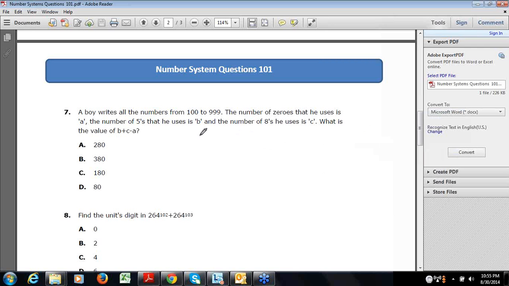If you see by symmetry, B will be equal to C. B will be equal to C. Anybody has an issue? So B plus C minus A will be actually 2B minus A. Now to find out the value of B and A. So number of zeros, how can you find out? The number will be form of X.